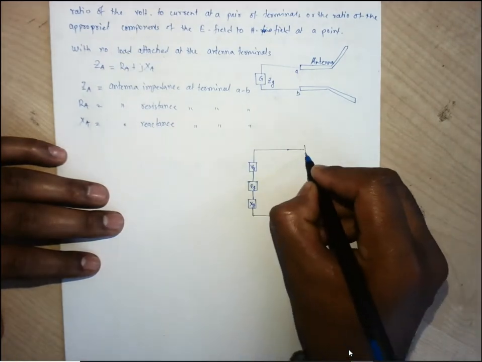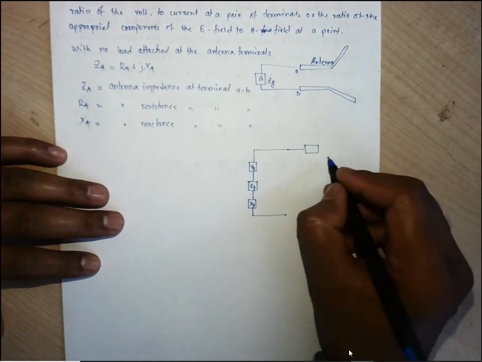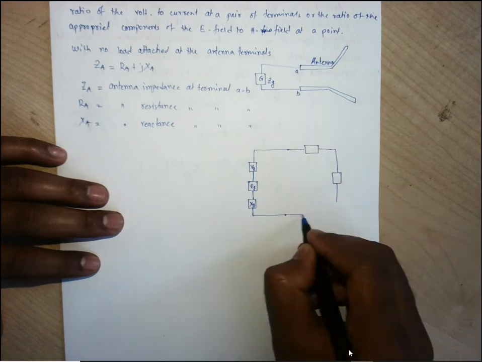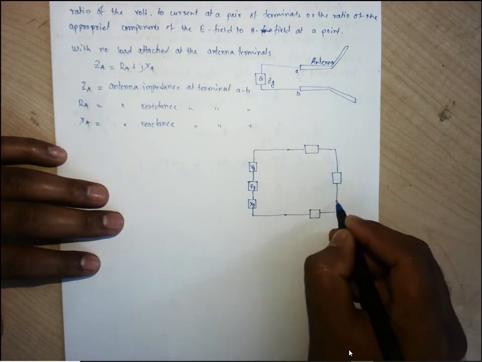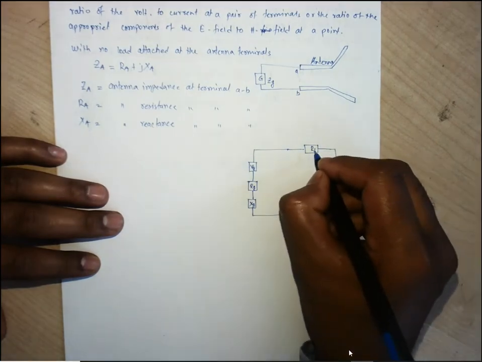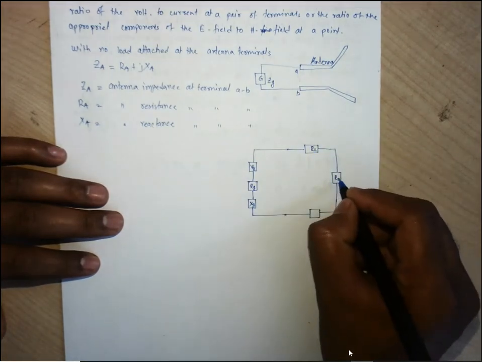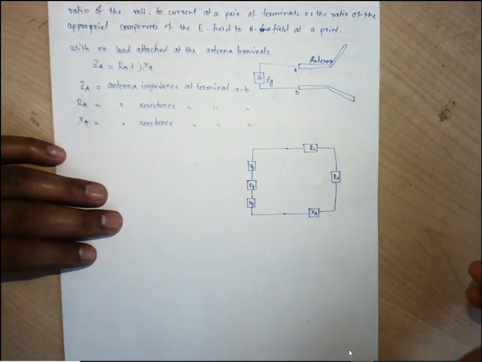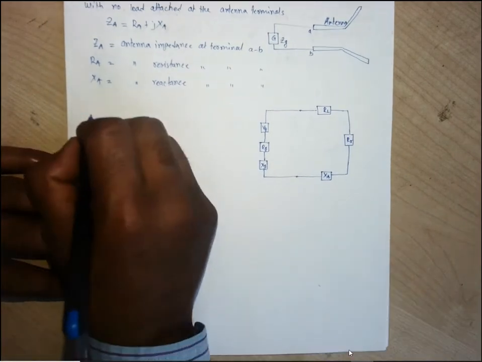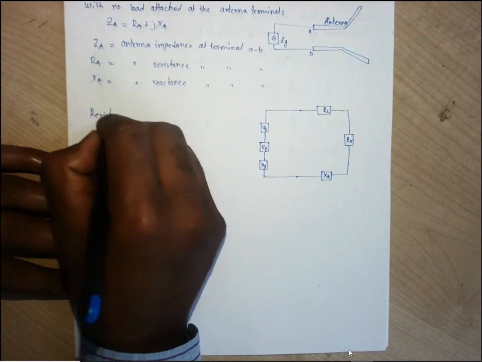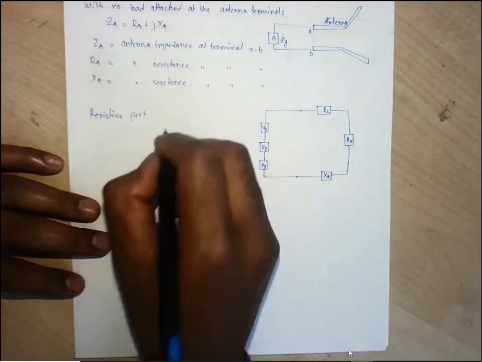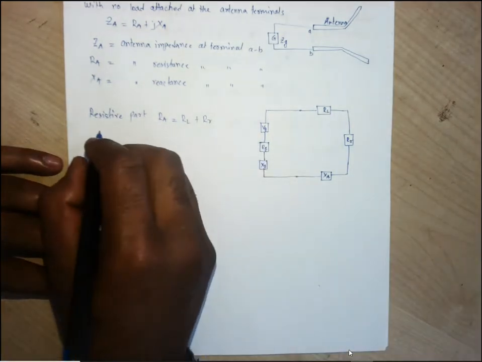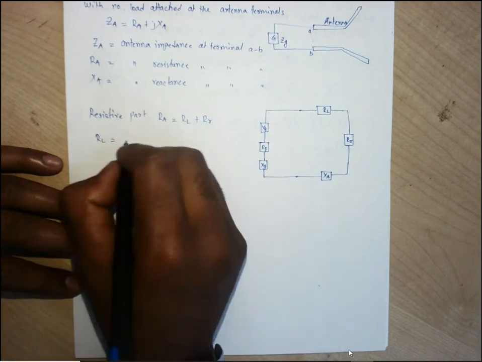So that antenna has different kinds of resistances, along with its reactance. What are they? RL, RR and XA. So this RL and RR together make the antenna resistance RA. So this resistive part RA is equal to RL plus RR. So what is this RL? RL is the loss resistance of the antenna.